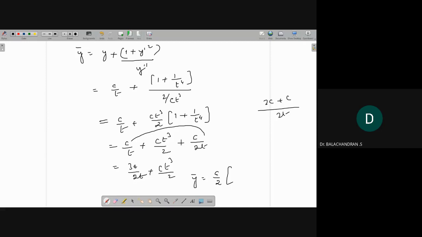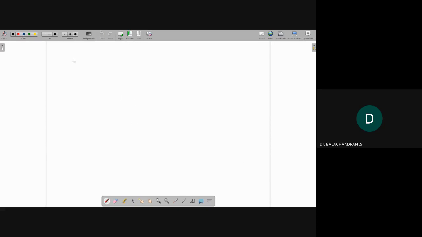So if you take commonly C by 2, you have 3 by t plus t cube. So this is y bar. Now I'm going to write x bar and y bar. So x bar equal to C by 2 into 3t plus 1 by t cube, and y bar equal to C by 2 into 3 by t plus t.